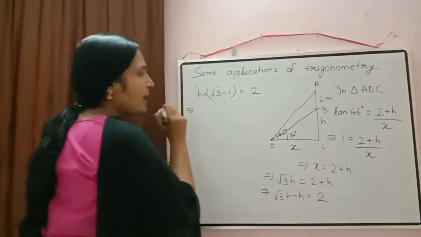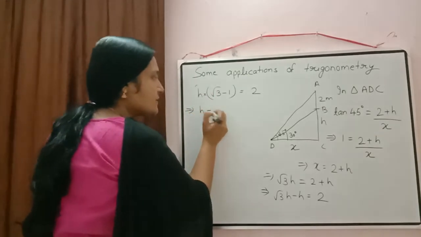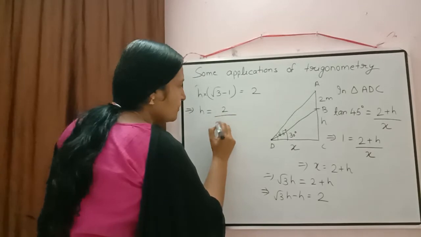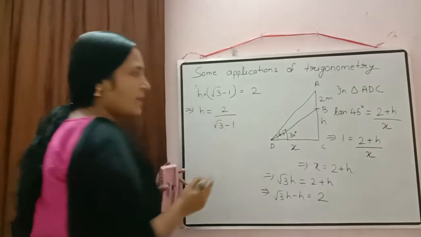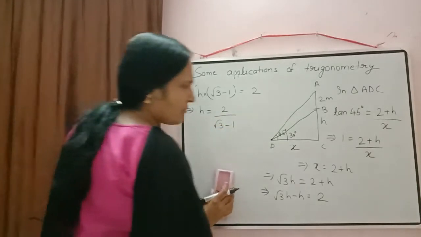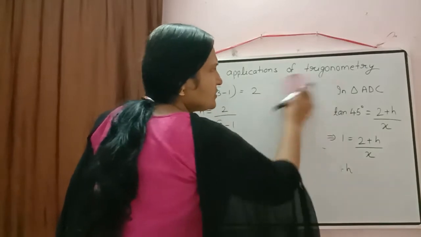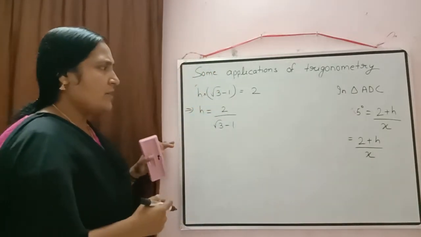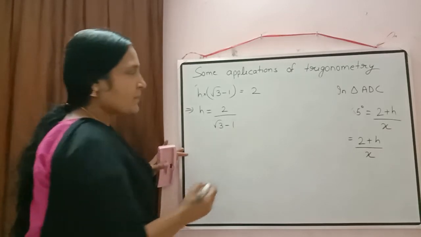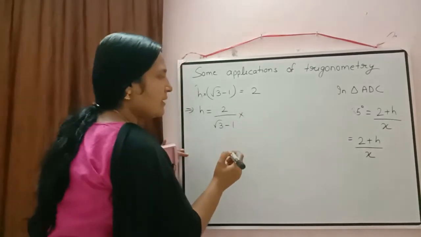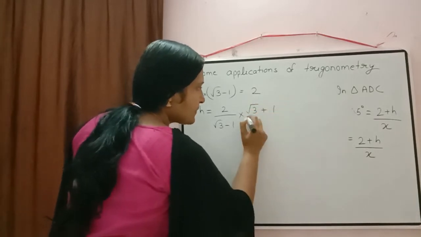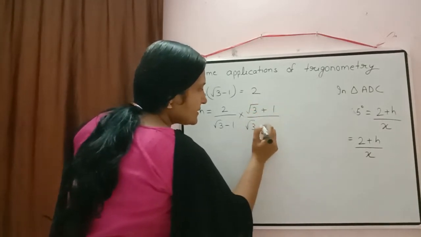It is multiplied by h. So when you change the position, it will get divided. So we will get here 2 by root 3 minus 1. And normally in the question, we don't write the root in the denominator. So what can we do? We can rationalize the denominator. We will multiply both numerator and denominator by root 3 plus 1.